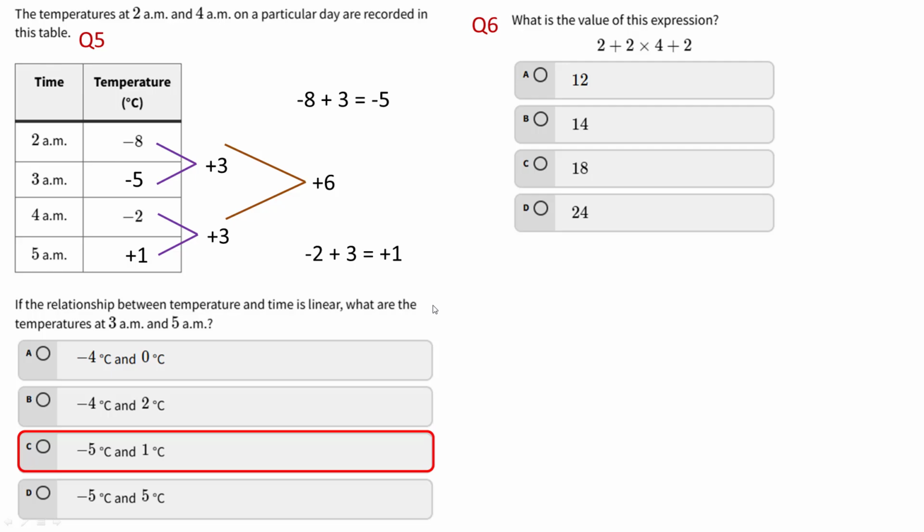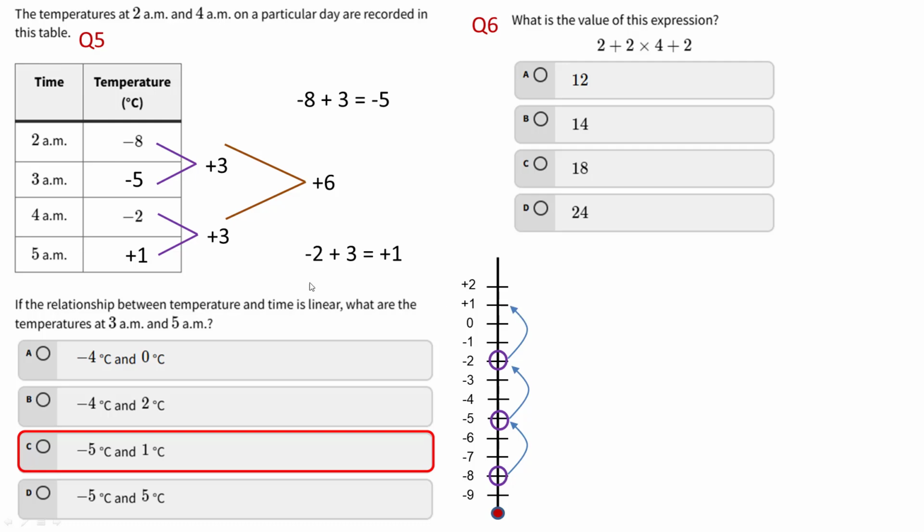Now, you could also sketch a little thermometer to answer this too. If you think of a thermometer here, it starts here at -8, and once you go up 3, you could actually just count. That's going to be the temperature in the next hour, so -5 first, and then it goes to -2. That's the -2 you're given at 4 a.m. Then of course it goes up 3 more, 1, 2, 3, so it's going to be +1 at 5 a.m. So that's another way you could answer this too.